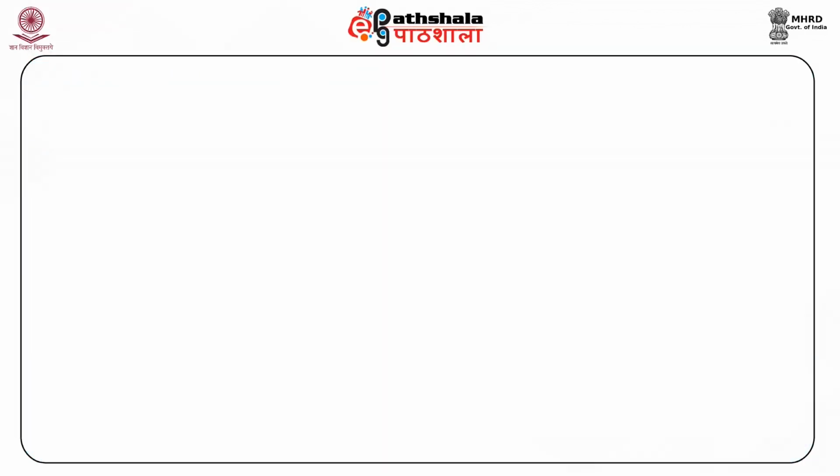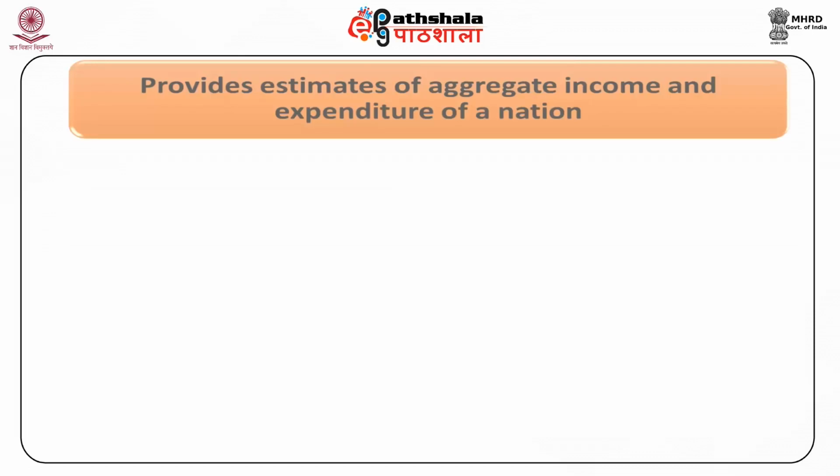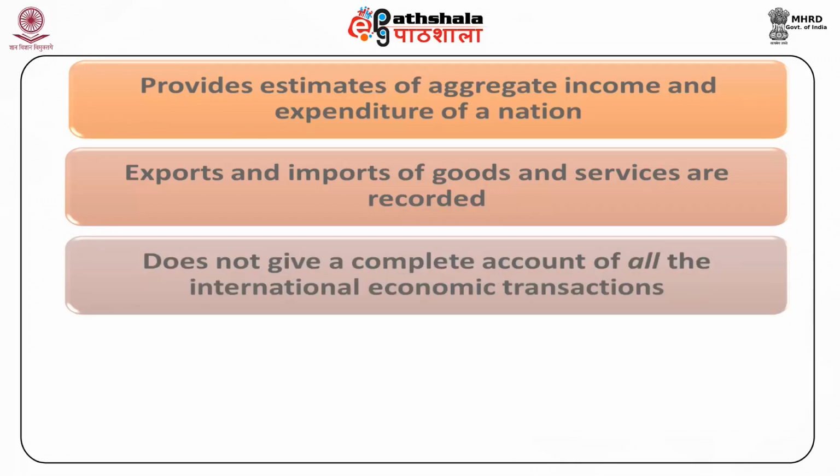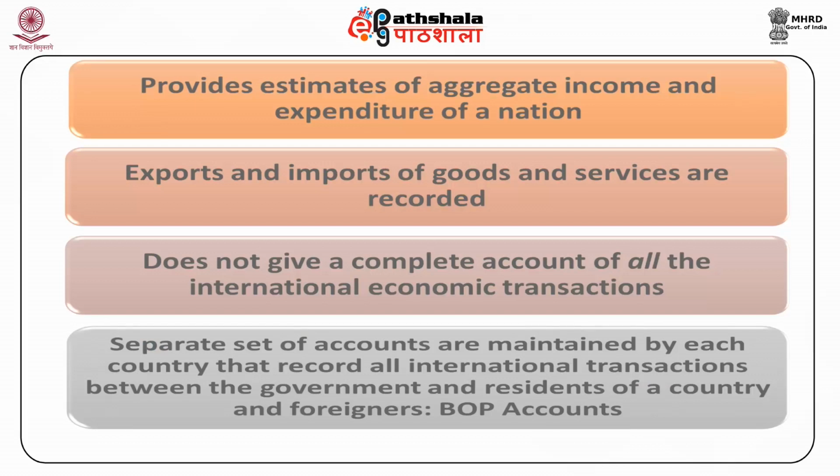The National Income Accounting Framework of a nation provides estimates of aggregate income and expenditure of a nation. Exports and imports of goods and services are recorded within this framework. However, it does not give a complete account of all the international economic transactions, such as those involving real and financial assets. A separate set of accounts are maintained by each country that record all international transactions between the government and residents of a country and foreigners, including foreign governments. These are known as the balance of payments accounts.